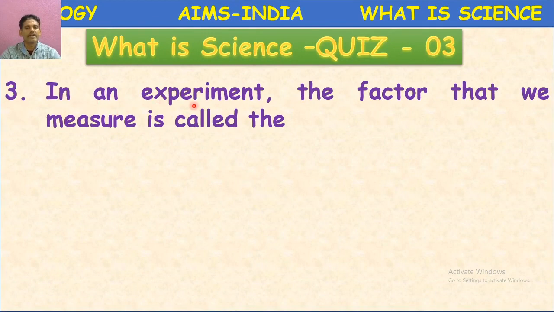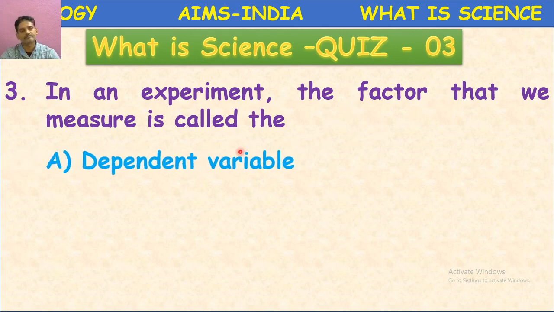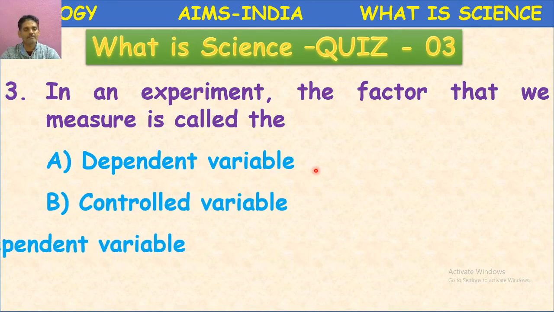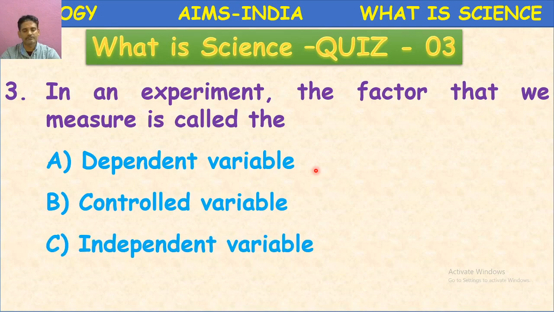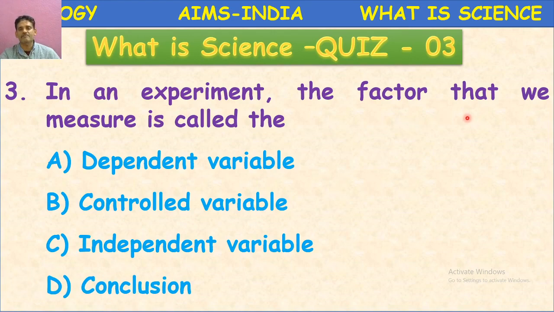Next question. In an experiment, the factor that we measure is called: dependent variable, controlled variable, independent variable, or conclusion. In an experiment, the factor that we measure. So, we discussed in an experiment, variables are very, very important. At a time, we can't test all the variables. So, you have to select a variable and you have to measure that variable. That variable is called, very good, dependent variable, the variable which we are going to test.